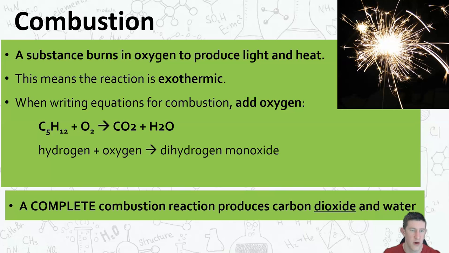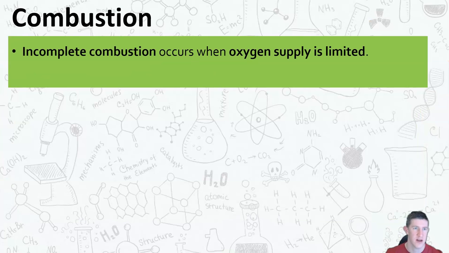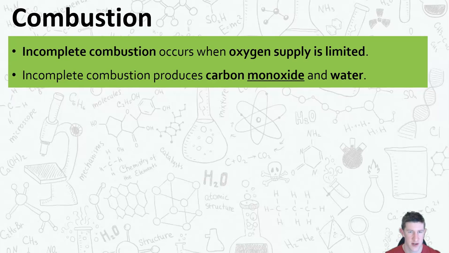It's really important to note that if we add O2 and lots of it, we call this complete combustion. This is when it produces carbon dioxide and water. So carbon dioxide is the important aspect here. If we look at another case where we don't have a huge amount of oxygen, we call this incomplete combustion. We didn't have enough oxygen to have a perfect burn, and in this case, we produce carbon monoxide and water.